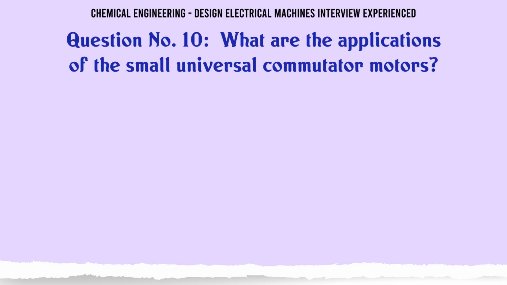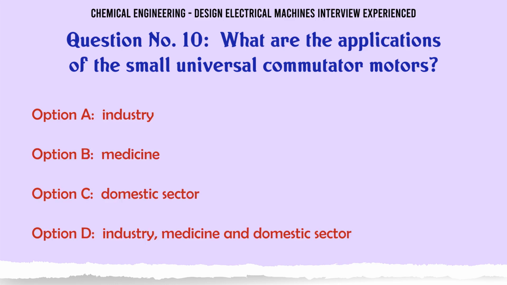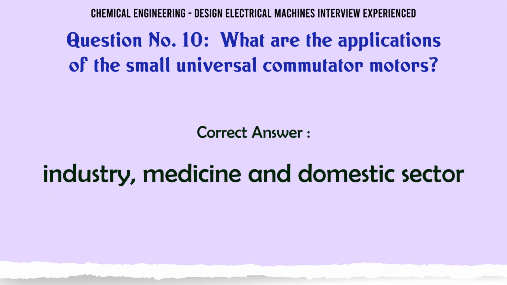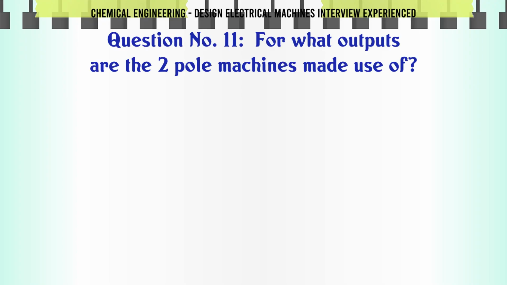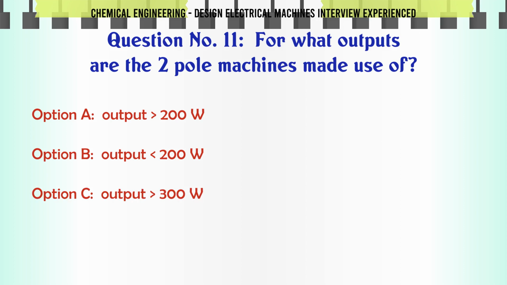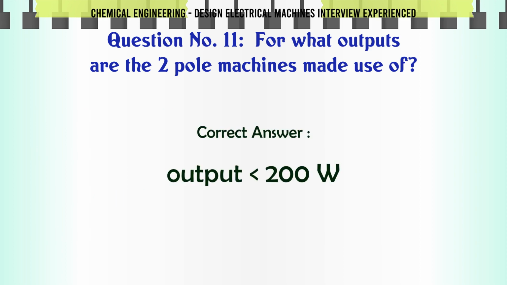What are the applications of the small universal commutator motors? A. Industry, B. Medicine, C. Domestic sector, D. Industry, medicine and domestic sector. The correct answer is industry, medicine and domestic sector. For what outputs are the 2-pole machines made use of? A. Output 200 watts, B. Output 200 watts, C. Output 300 watts, D. Output 300 watts. The correct answer is output 200 watts.